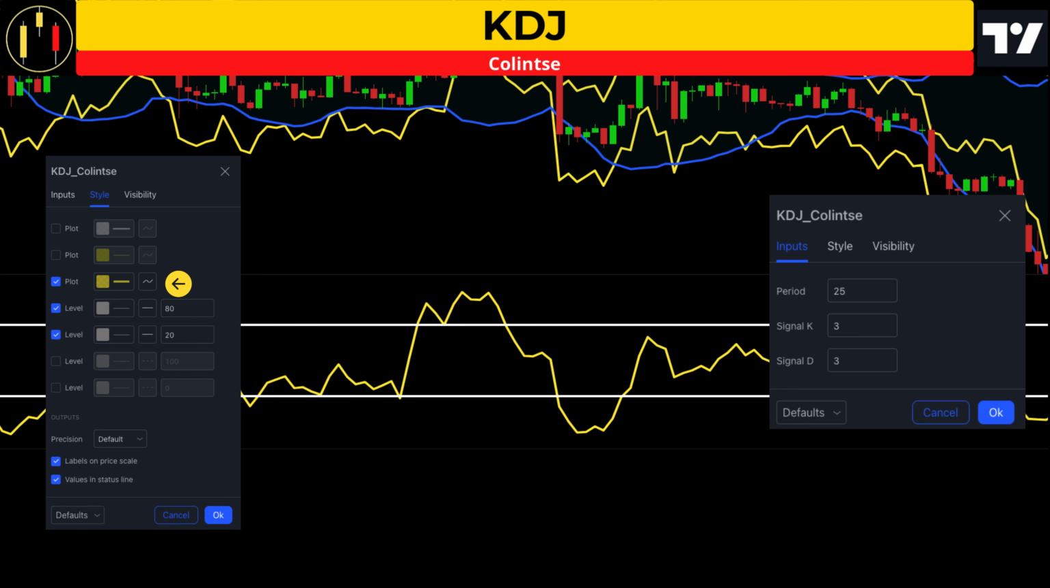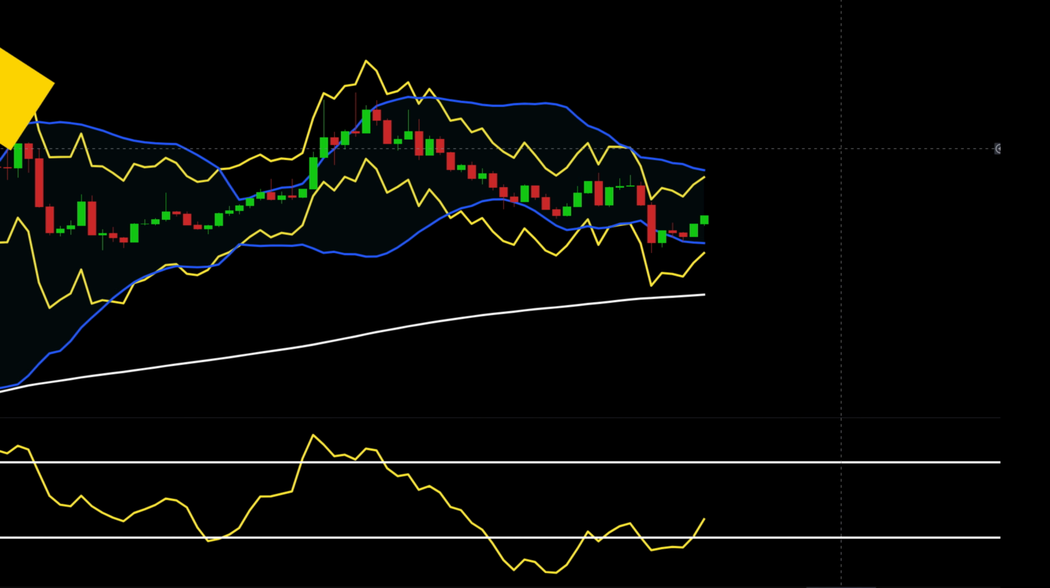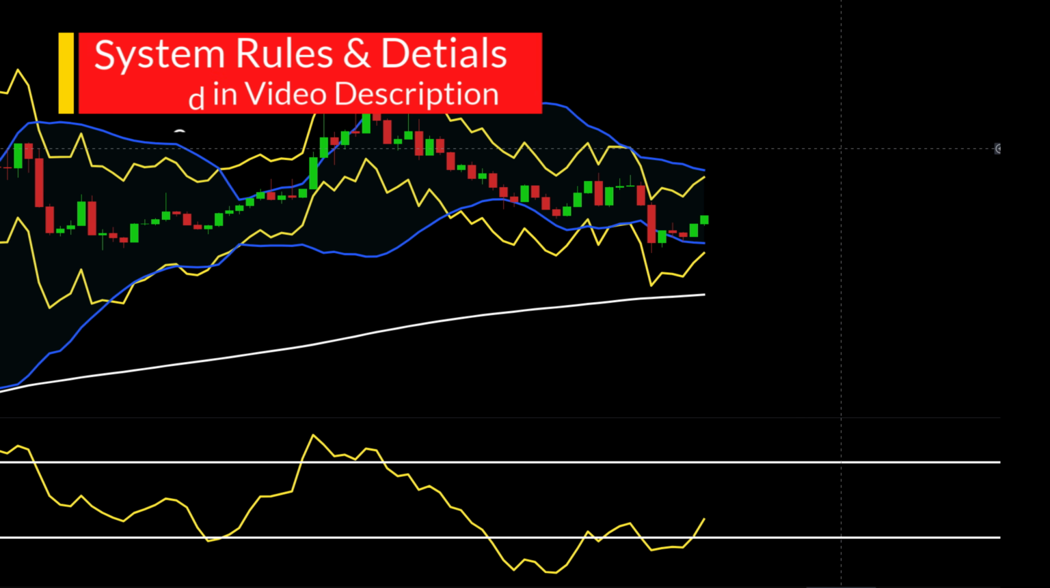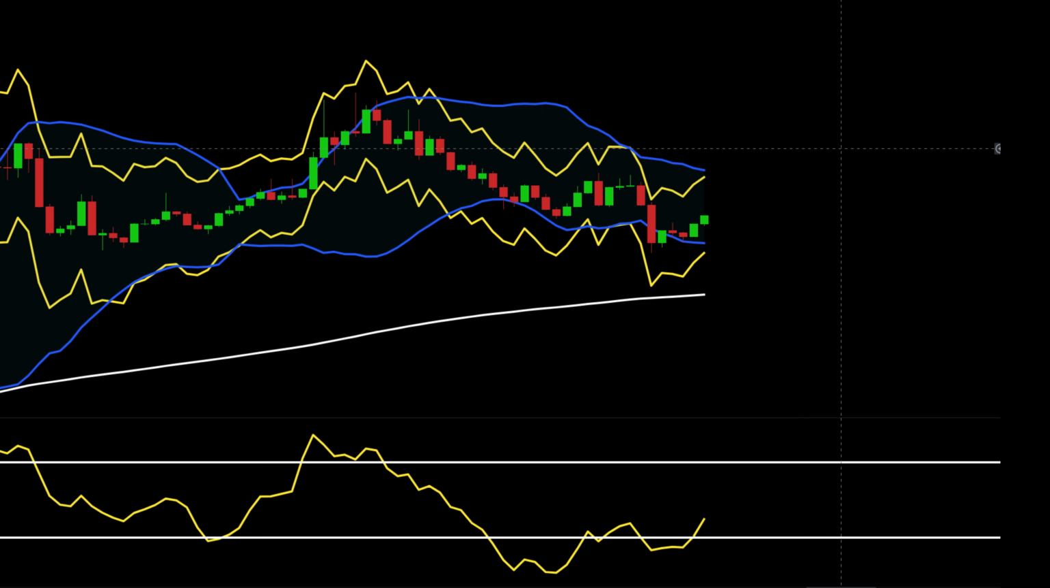The KDJ is derived from the stochastic oscillator with an extra line added called the J line. It attempts to determine overbought and oversold market conditions. This study will work in conjunction with the other indicators to provide confluence to system entry signals. Let's go over entry criteria and review some examples. As always, system rules and details are listed in the description below.